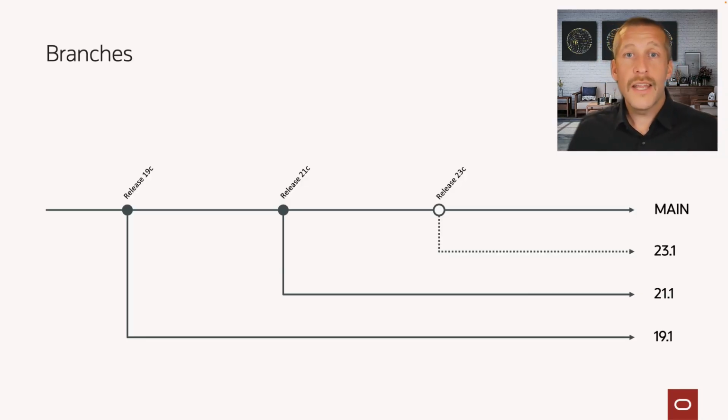The main code line here is the long arrow in the top. This is where we produce new functionality for the database and where we fix issues. Many years ago, we created a branch of the main code branch, and that branch eventually became Oracle Database 19c, which you could download and install on your servers.